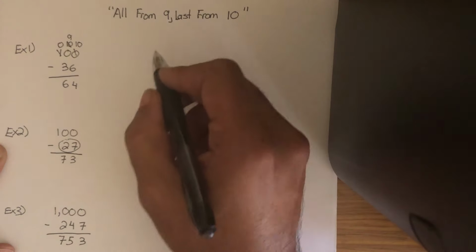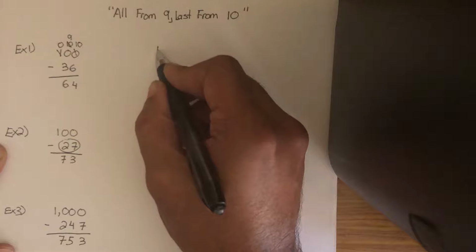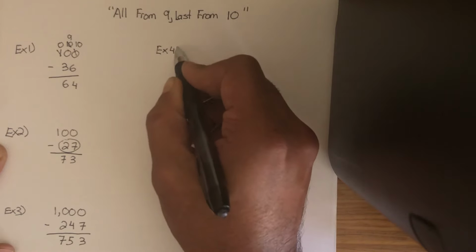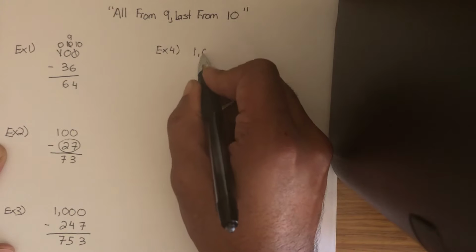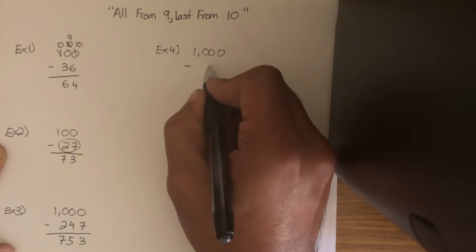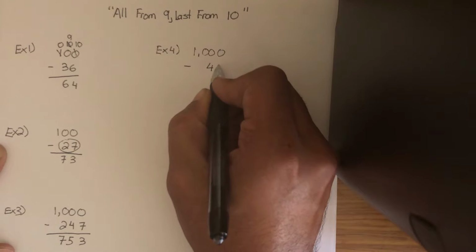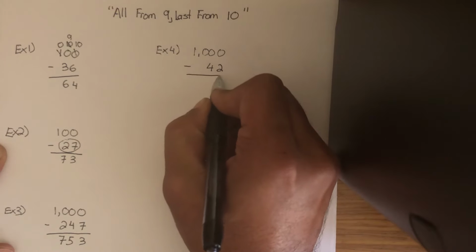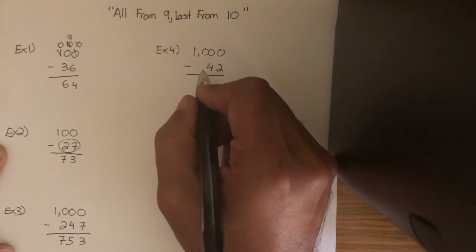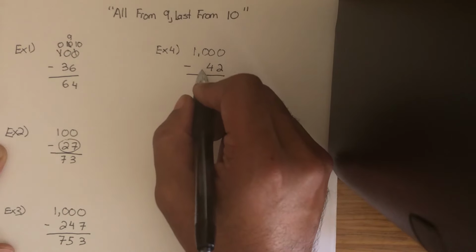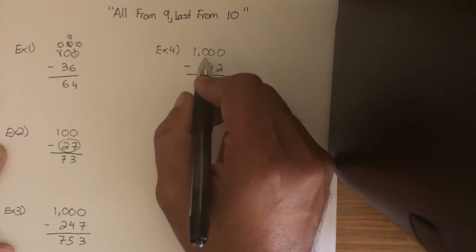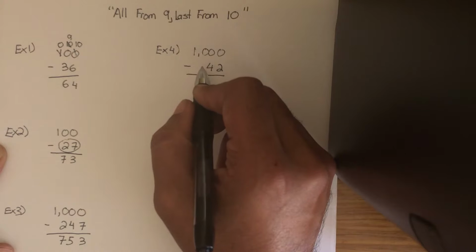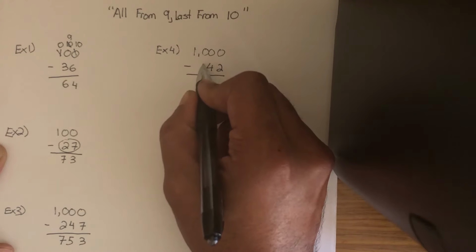Okay? Let's move on to another example here. Now I want to make a point here. So let's say I have 1,000 again, minus, let's say, 42. Now, it's important that the number of digits in the subtrahend, the number you're subtracting, is equal to the number of zeros in the minuend, this number right here. So if I see 3 zeros here, I should see 3 digits here, which I don't see, so I'm going to have to add an extra 0.